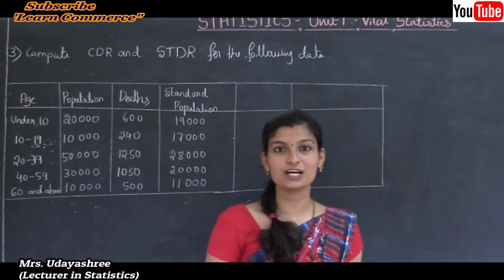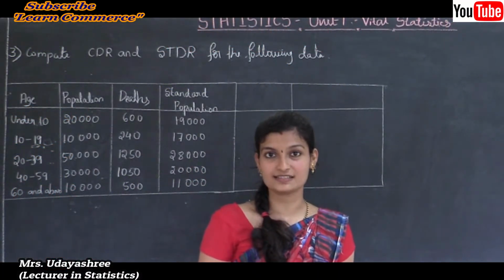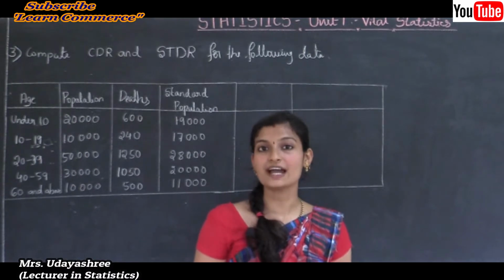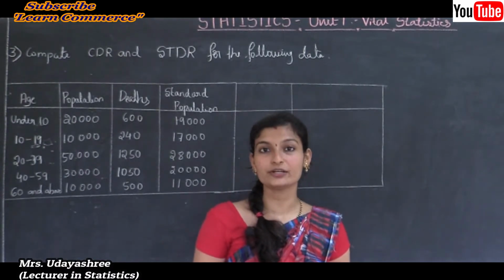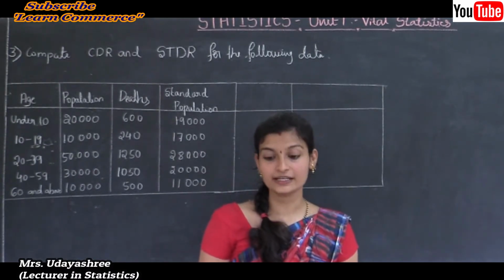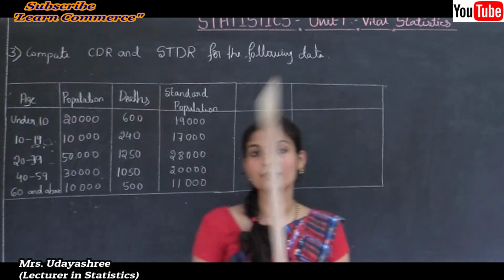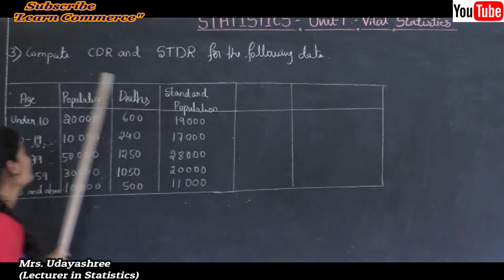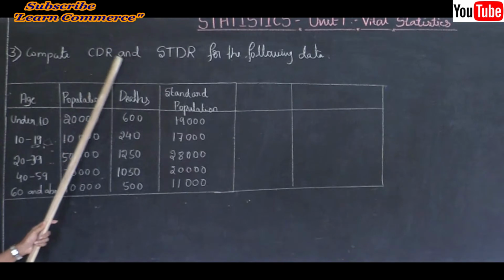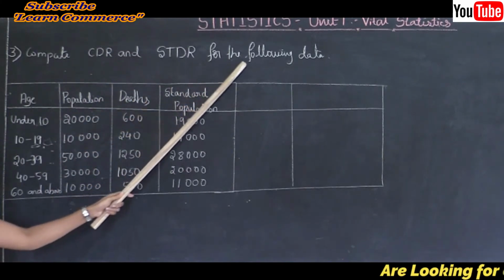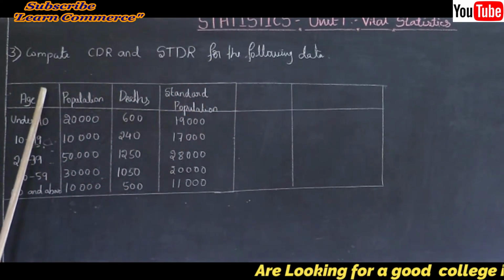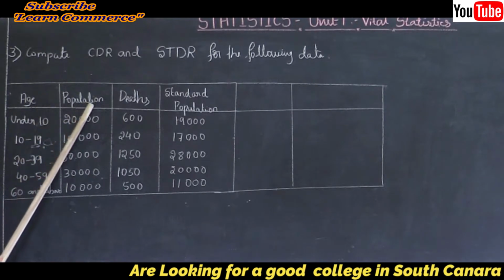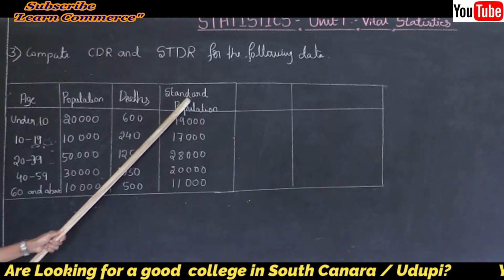Hello everyone, welcome to second PUC Statistics online classes. In the previous section we had discussed two important problems of STDR. Now let's see problem number 3: compute CDR and STDR for the following data. Here the given observations are age, population, deaths and standard population.